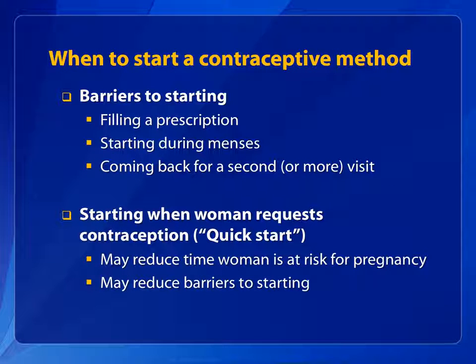There are several barriers to initiating contraception which increase the time a woman is at risk for unintended pregnancy. Some examples of these barriers are the need to fill a prescription, to wait for next menses to start the method, or to come back for another visit. The term quick start is the start of a contraceptive method when a woman requests it rather than waiting. Quick start may reduce the time a woman is at risk for pregnancy and may reduce barriers to starting a method.